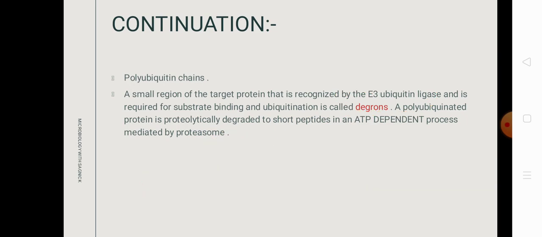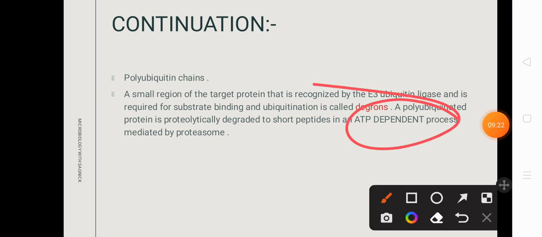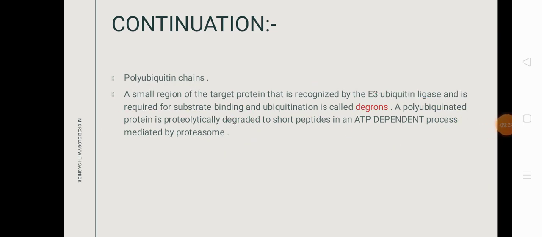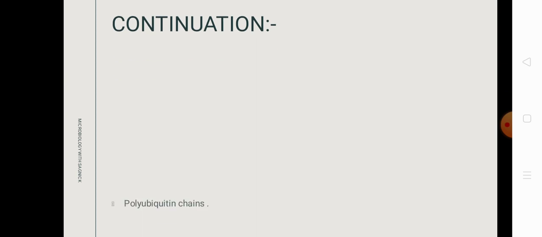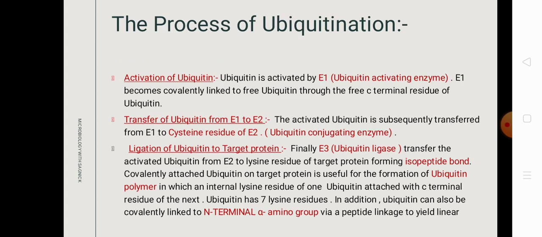Now, a polyubiquitinated protein is degraded into short peptides by an ATP dependent process mediated by the proteasome, and we have also seen this when we talked about the MHC class 1 molecules endogenous pathway, right? We have seen this earlier. So that is the idea of how the ubiquitination occurs.